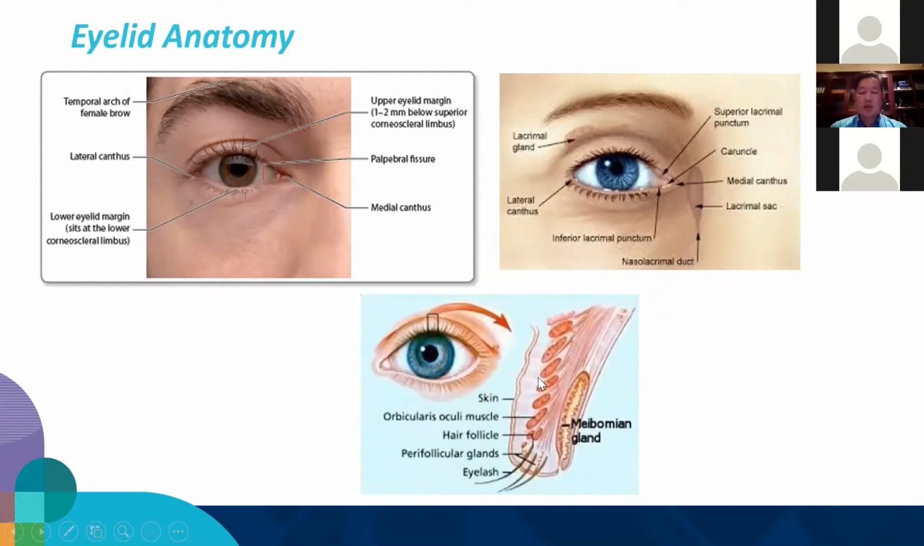The eyelid itself is not just eyelashes and a bit of muscle, but in the back there are these meibomian glands that help maintain the tear film. And sometimes these can be blocked or get infected, leading to so-called styes, cysts, or chalazions.